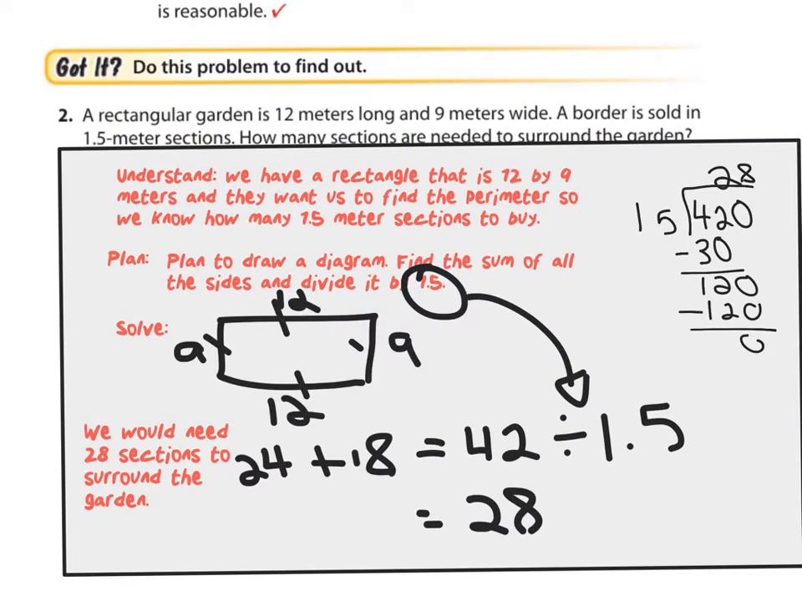And keep in mind that we are answering a word problem or a question with words. So we would need 28 sections to surround the garden. That was the question. How many sections are needed to surround the garden? We would need 28 sections to surround the garden. All right, I hope that makes sense.